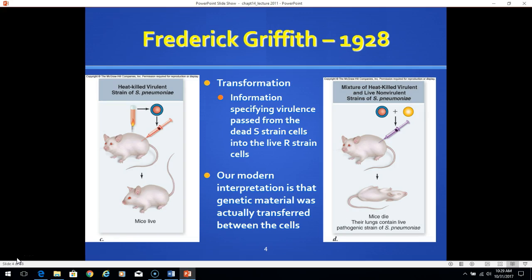Well, what we know now is that bacteria are very good at picking up DNA from their environment. So these heat-killed virulent, even though the bacterium was dead, its DNA still existed. And therefore the non-virulent strain was picking up the DNA from the environment, which gave it the ability to now make that capsule, and now the strain has become virulent.